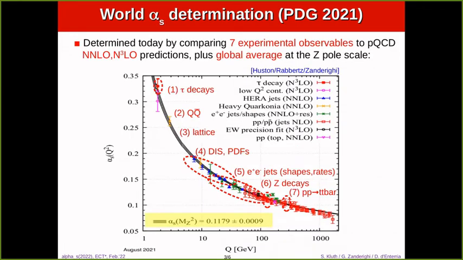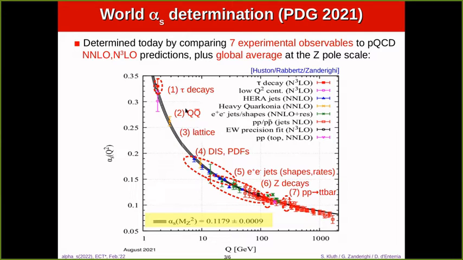The workshop is organized along the 7 categories of observables from which alpha S is determined. If you check the PDG today, the world average is determined by comparing data to theoretical calculations at NNLO or beyond, and N3LO accuracy, via different observables, and then bringing them together at the Z reference mass.